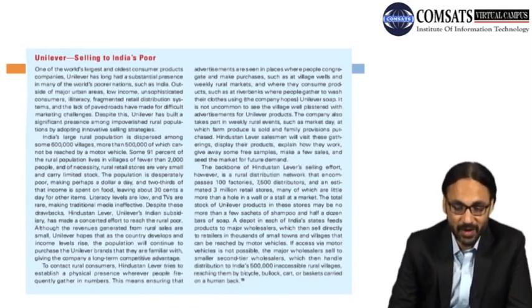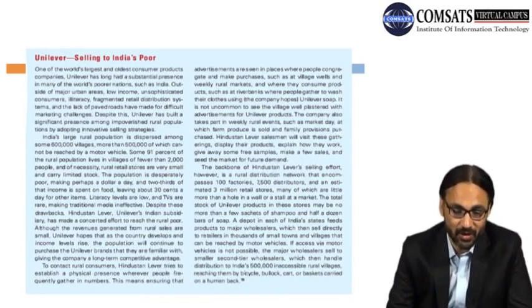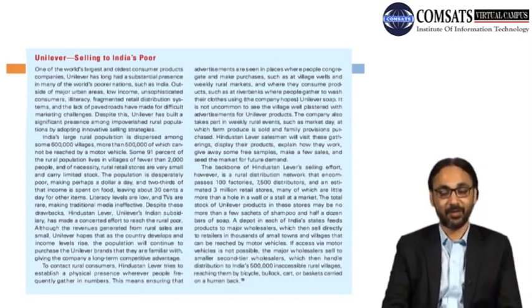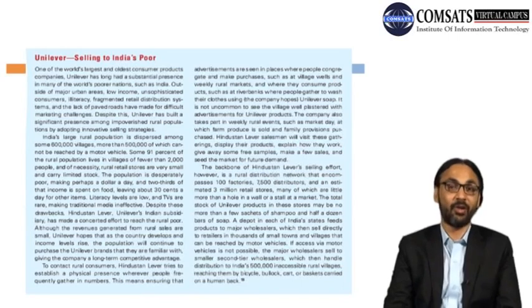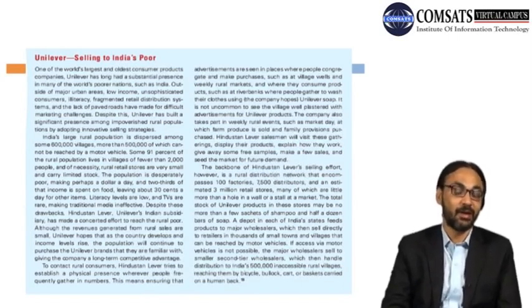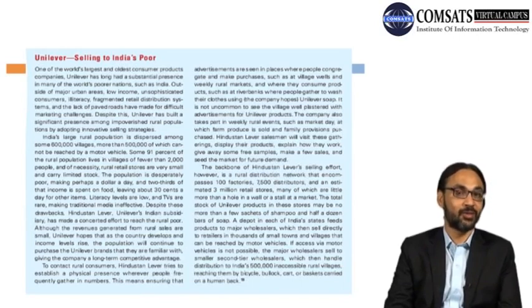The population is desperately poor, making perhaps $1 a day. Two-thirds of that income is spent on food, leaving about 30 cents a day for other items. Literacy levels are low and TVs are rare, making traditional media ineffective. These are other interesting features, that their buying power is very low. Maybe they are earning $1 a day, and they have to spend 70 cents on food and 30 cents on other things. They have only 30 cents to spend for any purchase, and Unilever is targeting those 30 cents.